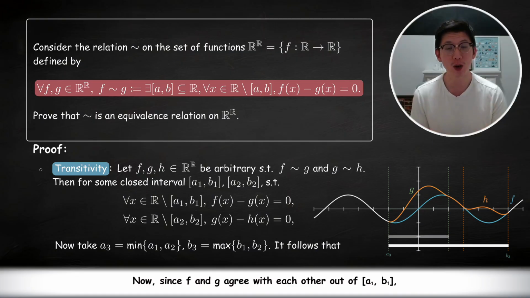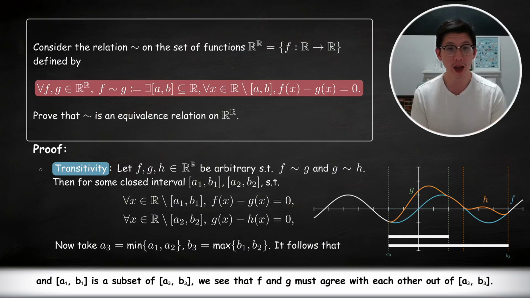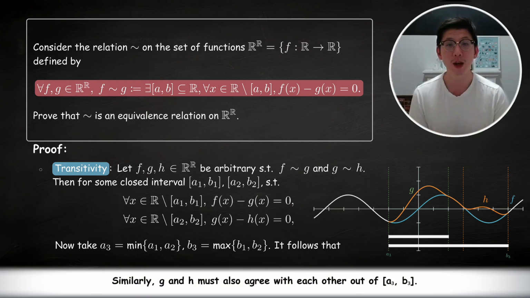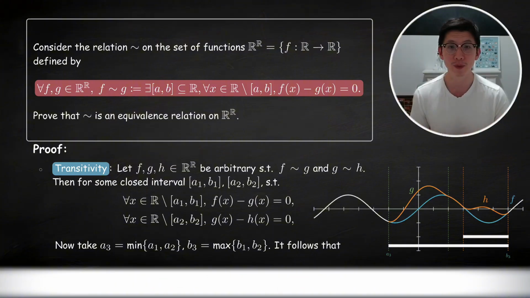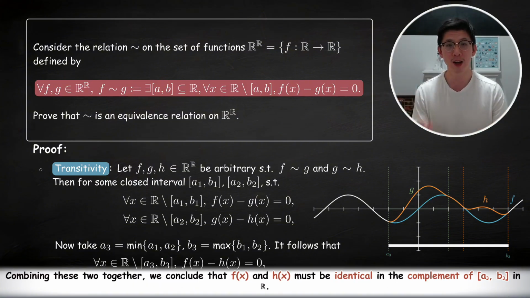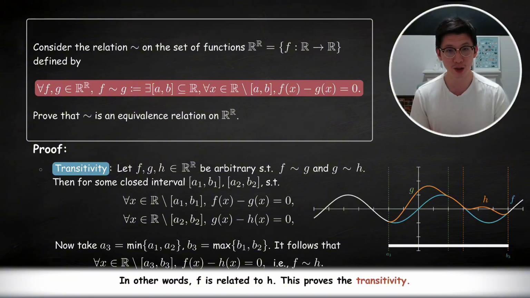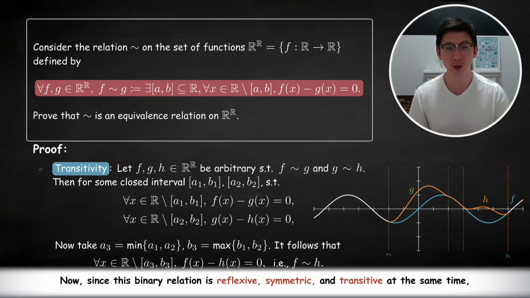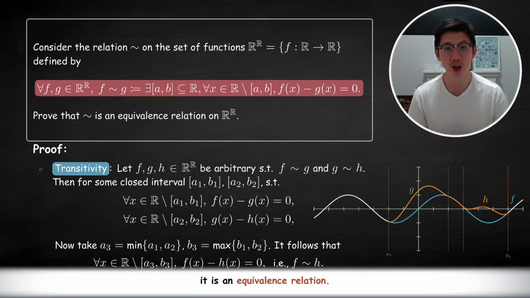Now, since f and g agree with each other out of [a1, b1], and [a1, b1] is a subset of [a3, b3], we see that f and g must agree with each other out of [a3, b3]. Similarly, g and h must also agree with each other out of [a3, b3]. Combining these two together, we conclude that f(x) and h(x) must be identical in the complement of [a3, b3] in R. In other words, f is related to h. This proves the transitivity. Now, since this binary relation is reflexive, symmetric, and transitive at the same time, it is an equivalence relation.